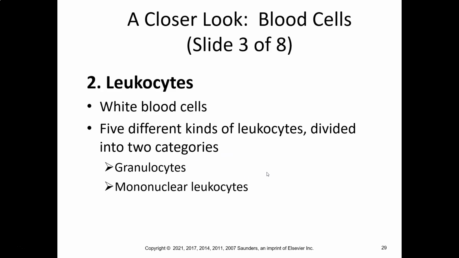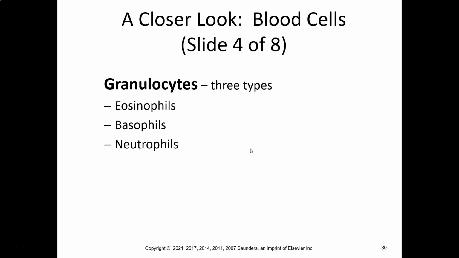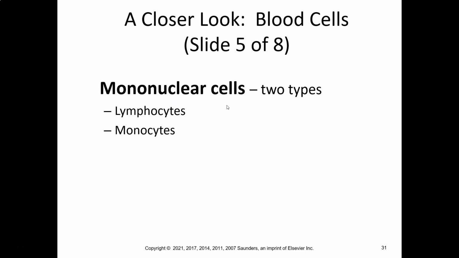And then you can break it down and see neutrophils and eosinophils and say, well, if you have a high rate of eosinophils, what does that mean? Again, that's going into anatomy, but at least you're building the foundation. Granulocytes, 3 types: eosinophils, basophils, and neutrophils. Then you have mononuclear cells, 2 types: lymphocytes and monocytes.